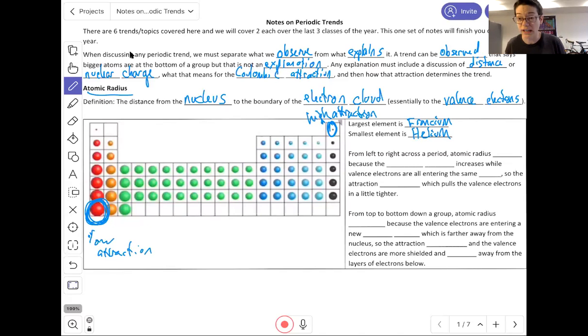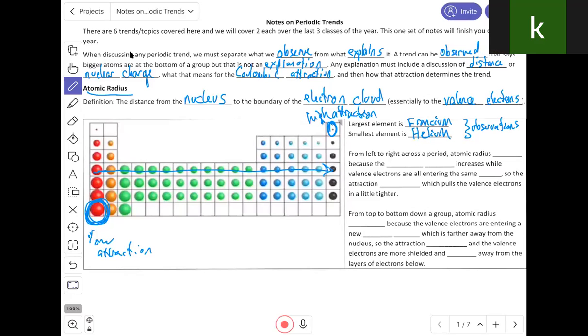So looking at some actual explanations. These are the observations, and down below, these are my two explanations. So first off, from left to right across a period, what is happening to the atomic radius? Bigger or smaller? Smaller. So atomic radius decreases.